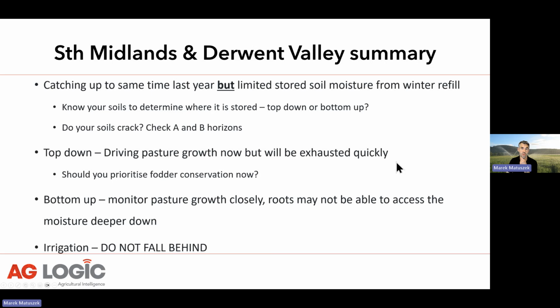So the Southern Midlands Derwent Valley summary: we're catching up to the same time last year, but we don't have much winter refill in that subsoil.